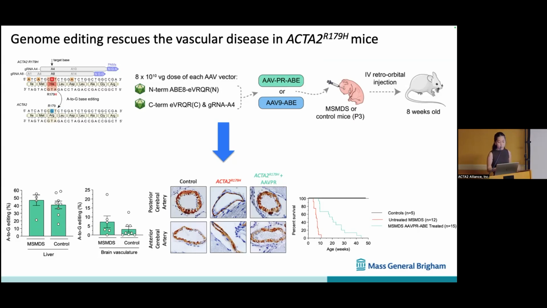And ultimately, we also saw a significant improvement in survival in our MSMDS mice. So in this graph here, we see that untreated mice begin to fall sick at around 5 weeks, and they usually die by 10. But following treatment, we were actually able to increase the lifespan of our mice to up to 45 weeks.